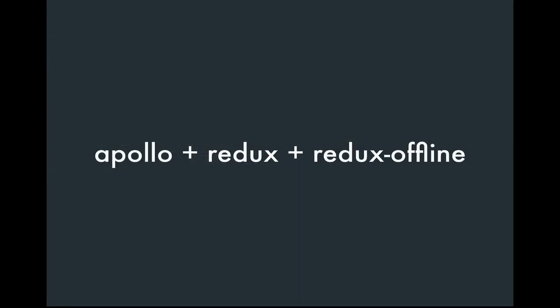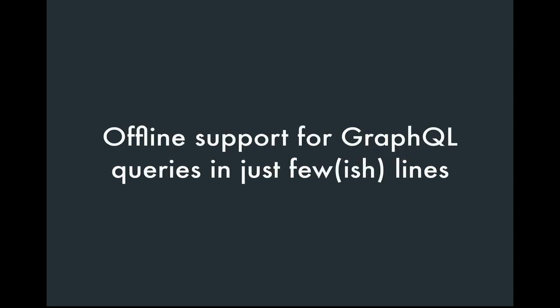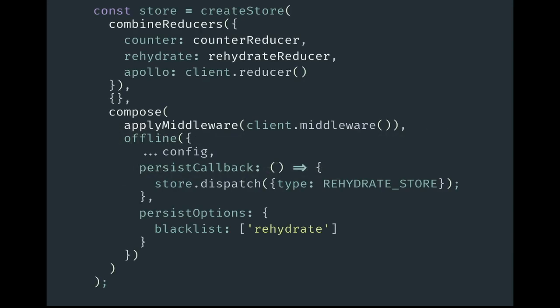So what do we get when we use Apollo plus Redux offline? We get offline support for GraphQL queries in just a few lines. So this is how the offline support would look like. It's that easy. This is literally a few lines added, and all of your queries will work offline. Whenever the user fetches a query, goes to a page, you have a query attached to that component, and next time he visits that page without a connection, it will pull the information out of local storage, and then it will work. So with a few lines, we can get query support.